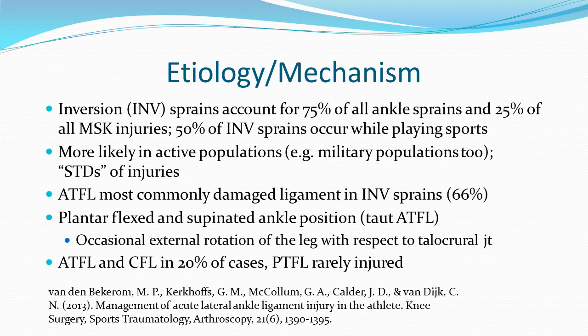The anterior talofibular ligament, the ATFL, is the most commonly damaged ligament in inversion ankle sprains, accounting for about 66% of the cases. Plantar flexed and supinated ankle position puts the ATFL in a taut position where it's more likely to be damaged. The ATFL and CFL are occasionally damaged together in about 20% of cases, so the CFL is added in. And the PTFL, the posterior talofibular ligament, is very rarely injured based on its position and its strength.